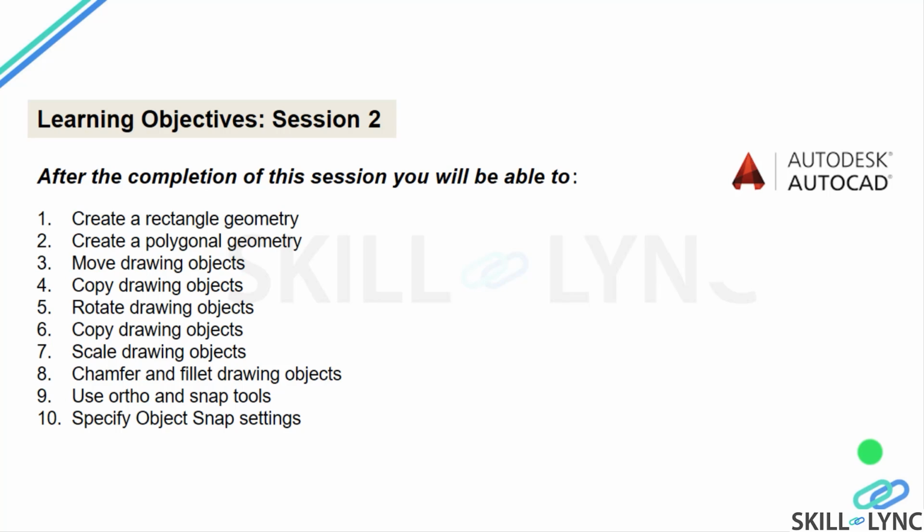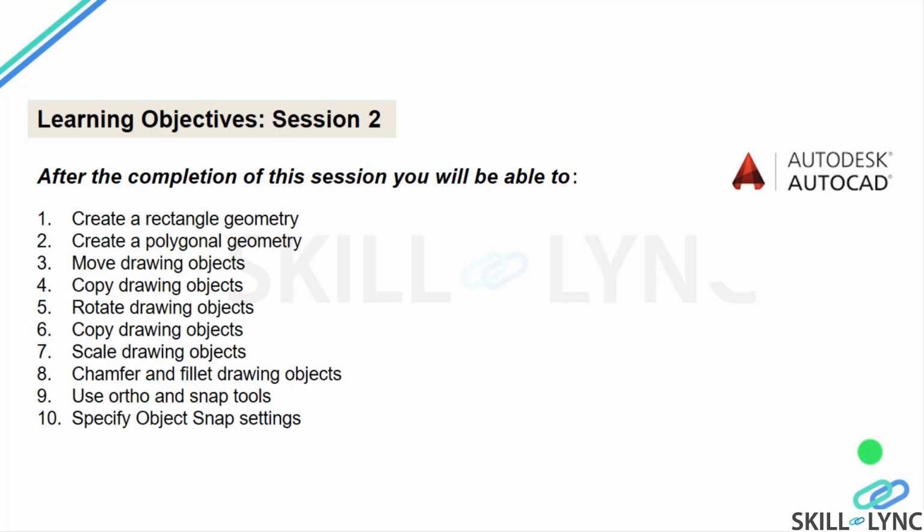After completion of this session, you will be able to create rectangular geometry. We will be learning how to create rectangles with different kinds of options, and the application of rectangle geometry in civil and architectural drafting. Next, we'll be learning about polygonal geometry. Polygon means poly, many, gon, sides. So a geometry having three or more sides is a polygonal geometry.